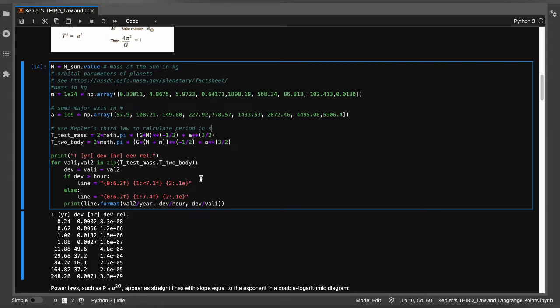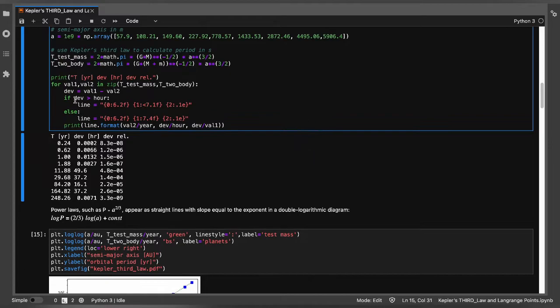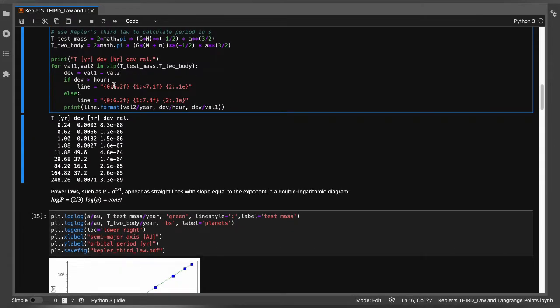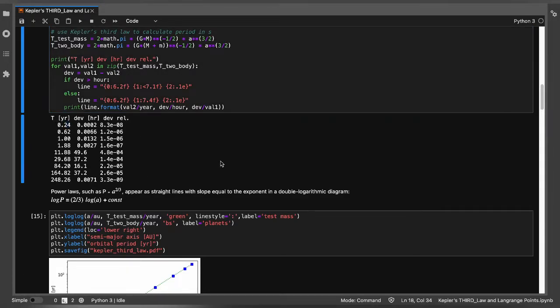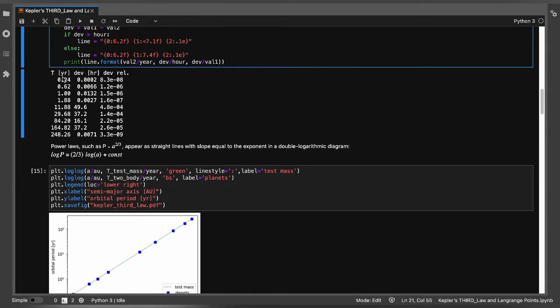Then after that we are going to construct a table. For that table we have firstly defined the columns, and then we have taken value 1 and value 2, which are the time periods for test masses and the two body system. And we have taken the deviation also, which is value 1 minus value 2. After defining it to two decimal places, and in the format given here, we are going to get the time period for the respective planets, as we have defined it with respect to Earth.